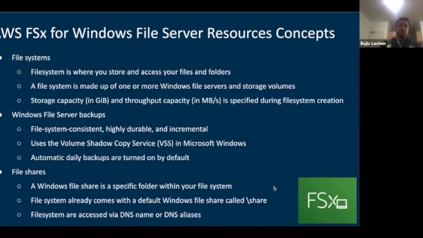File shares is another concept wherein FSx comes with a default Windows file share when it is deployed. /share is the default share. It's basically nothing but a specific folder which is created when the file system is deployed. FSx itself can be accessed through a DNS name, or you can create a DNS alias in Route 53.